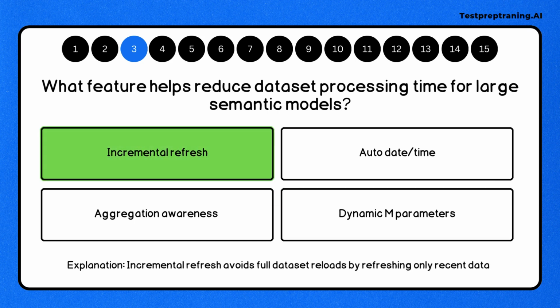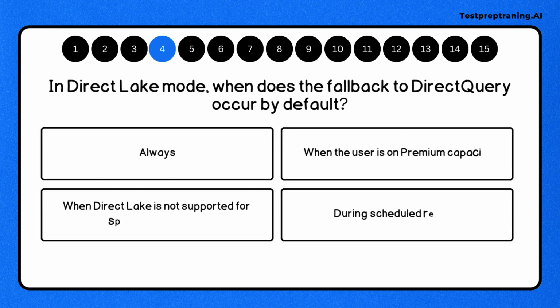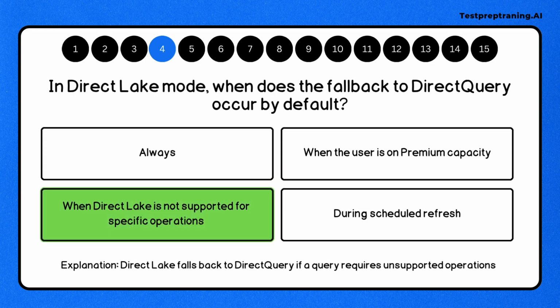Correct answer is incremental refresh, as incremental refresh avoids full dataset reloads by refreshing only recent data. Question 4. In Direct Lake mode, when does the fallback to DirectQuery occur by default? Correct answer is when Direct Lake is not supported for specific operations, as Direct Lake falls back to DirectQuery if a query requires unsupported operations.